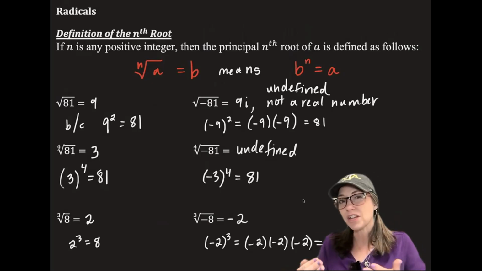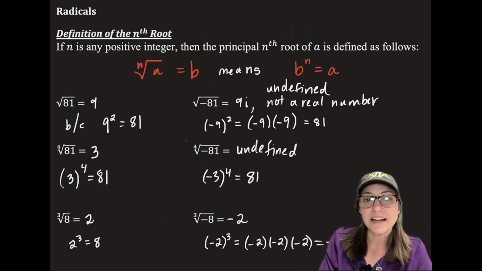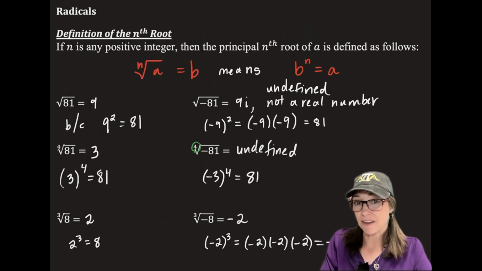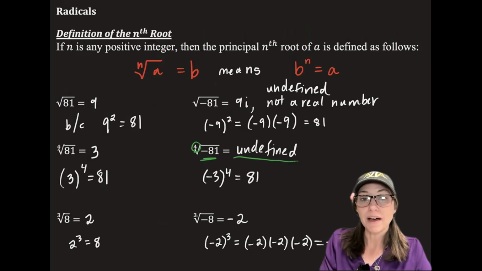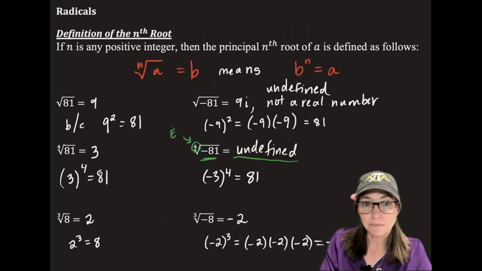Okay, and so hopefully what you're saying here is that if the index or the root is even, you cannot take it of a negative number. You're going to get undefined. But if that index is odd, and maybe let's write even there.